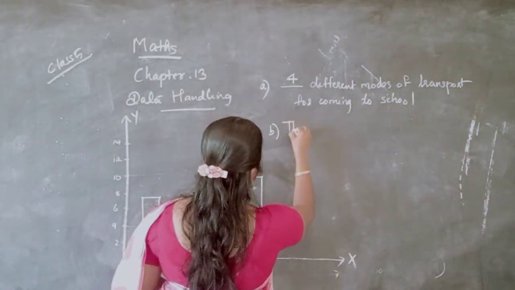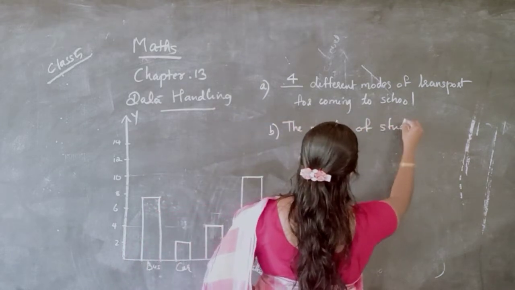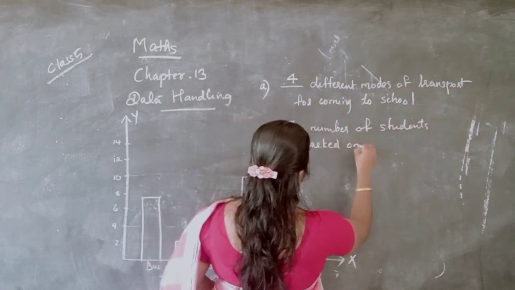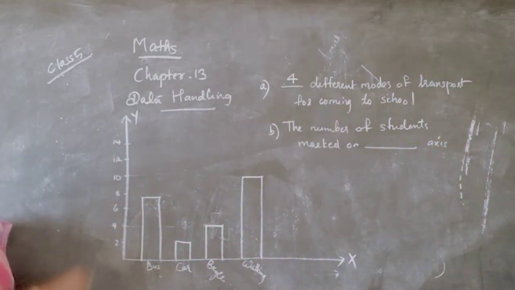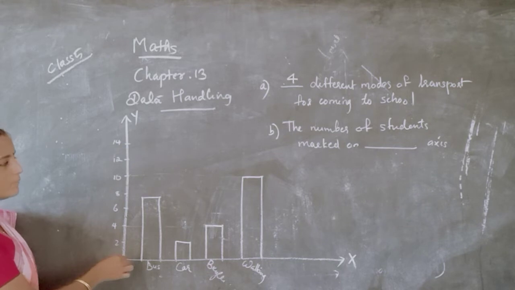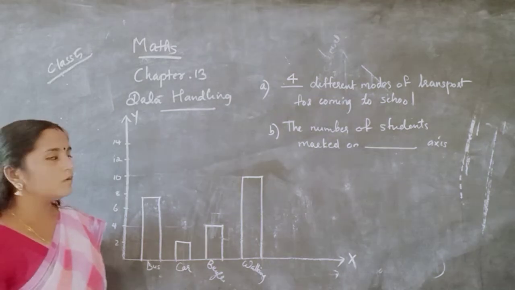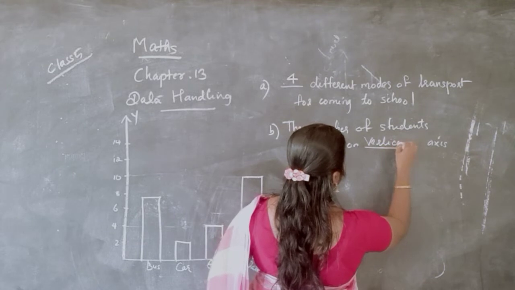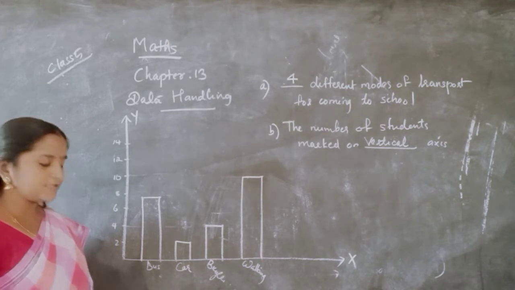The next one is: the number of students is marked on dash axis. Can you say the number of students is marked on which axis? This axis or this one? Clearly we know that here the number of students is marked, and this axis is called the vertical axis.